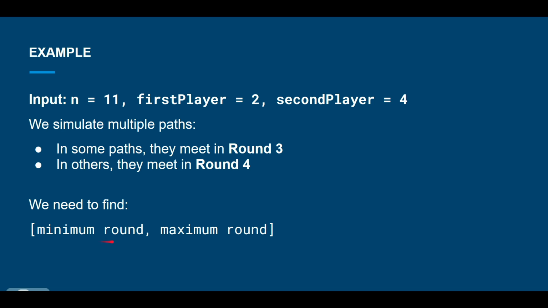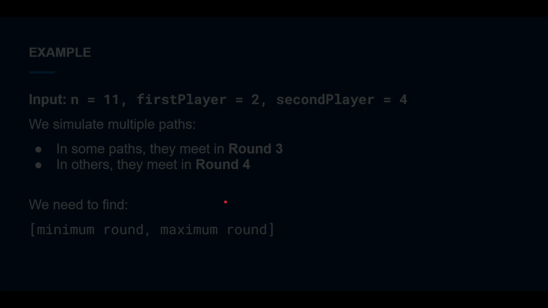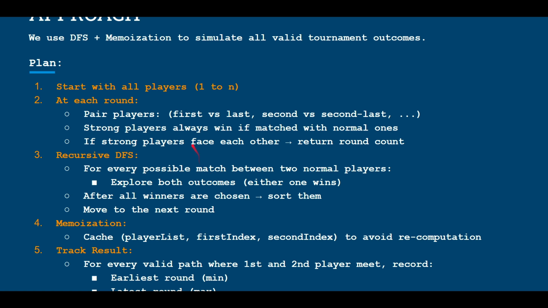So we have to find the minimum round and the maximum round where they can meet each other in the fight. Our approach is to use DFS and memoization to simulate all the valid tournament outcomes. So it will not repeat calls again and again. You can understand what is happening here, right?